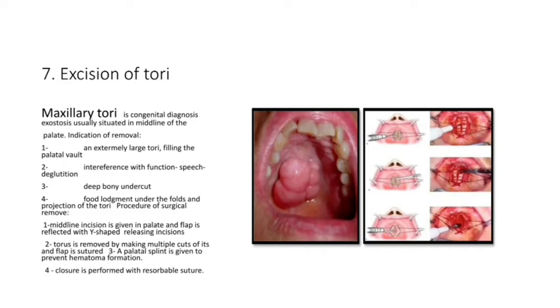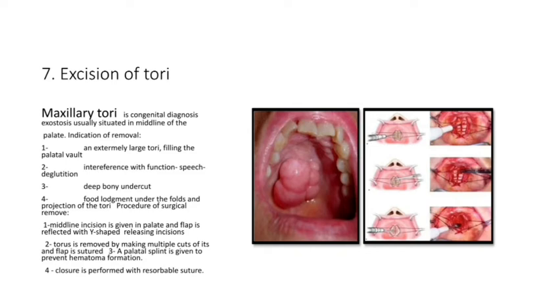Procedure of surgical removal. A midline incision is given in the palate and the flap is reflected with a Y-shaped releasing incision. The tori is removed by making multiple cuts in it, and the flap is sutured. A palatal splint is given to prevent hematoma formation. Closure is performed with a resorbable suture.